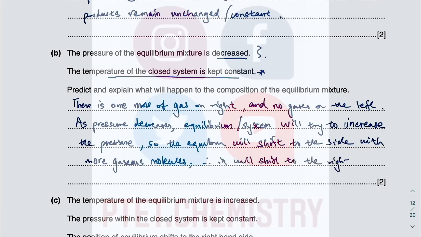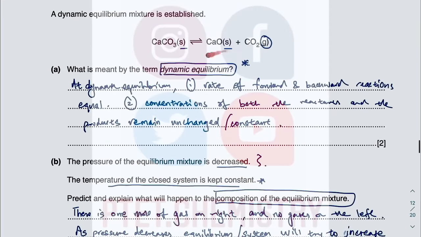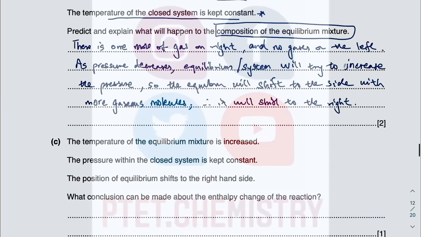However, be careful, they do not want position. This is what I meant by position: left and right, favor forward, favor backward. That is to do with position. They want composition, they want equilibrium mixture. They don't specify which one, so you have to include this, this, and this. Because it will shift to the side with more gaseous molecules, it will shift to the right. So I will get more CaO and more CO2.